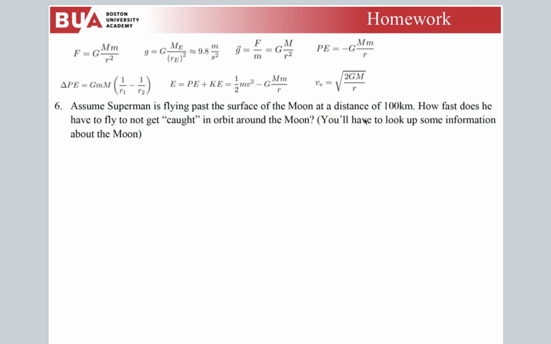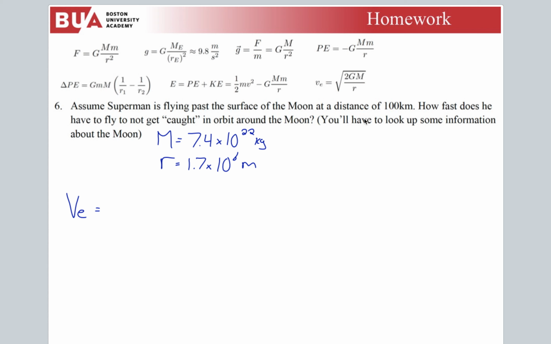Okay, assuming Superman is flying past the surface of the moon at a distance of 100 kilometers, how fast does he have to fly to not get caught in orbit around the moon? So, look up information about the moon. We already did that. Mass of the moon, 7.4 times 10 to the 22 kilograms. Radius of the moon, 1.7 times 10 to the 6 meters. Well, this is just asking what is the escape velocity at a distance of 100 kilometers from the moon.